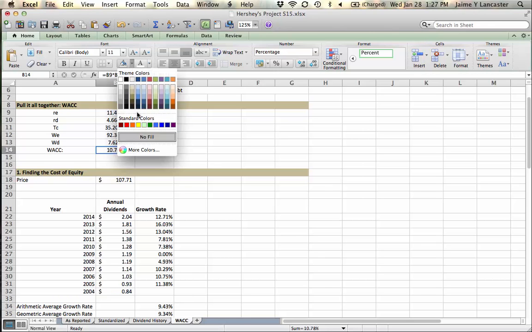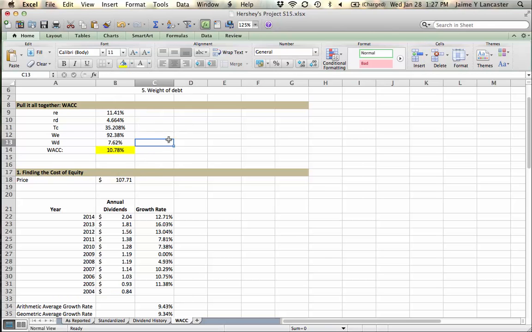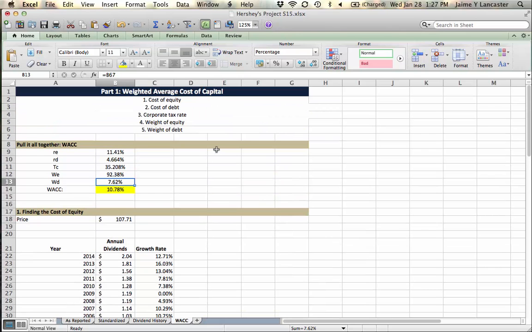10.78%. Got it. Always give yourself a check. It should be somewhere between the cost of equity and the cost of debt, and it will be closer to whichever one has a higher percentage representation in your capital structure. That's the WACC. We did it.